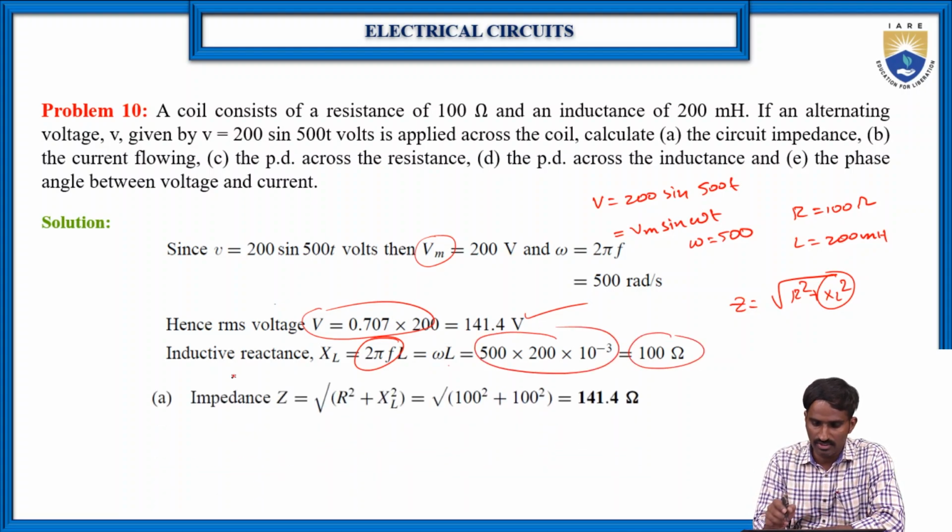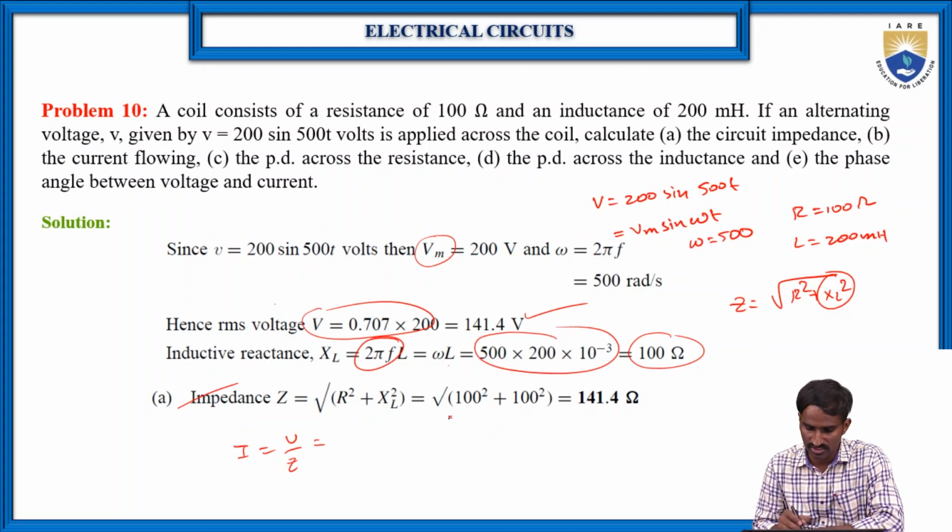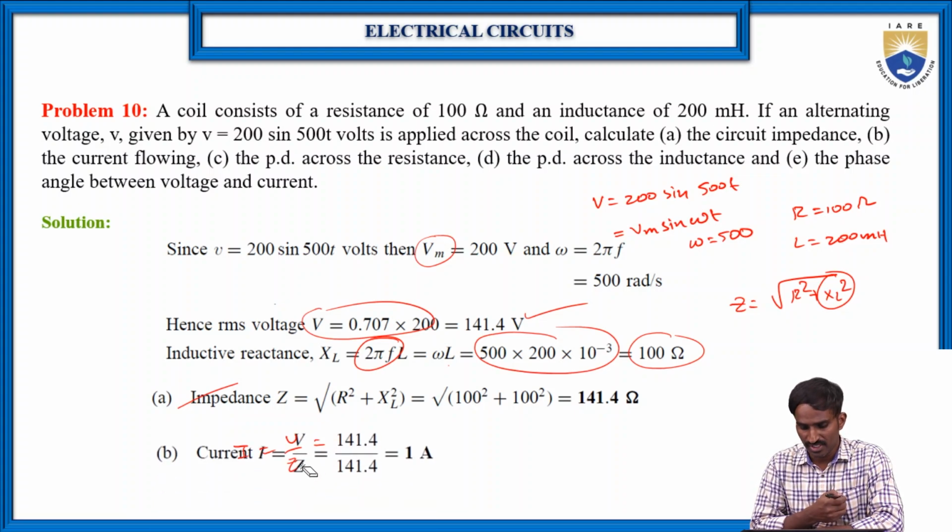Then coming to the first part, the circuit impedance Z is equal to square root of R square plus XL square. Substitute the values of R and XL here: R equals 100 and XL also equals 100. Then substitute and simplify, and you will get 141.4 ohms, which is the impedance. Then coming to the second part, the current. I is equal to V by Z. We know the value of V, 141.4 volts, and Z, which we just calculated as 141.4 ohms. Substituting, you will get V by Z equal to 1 ampere.